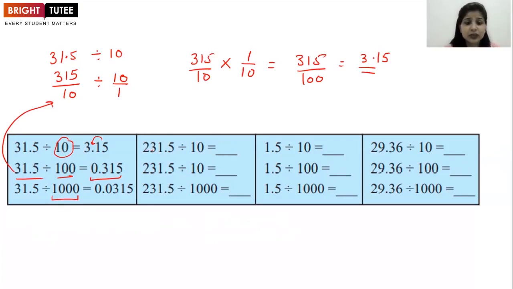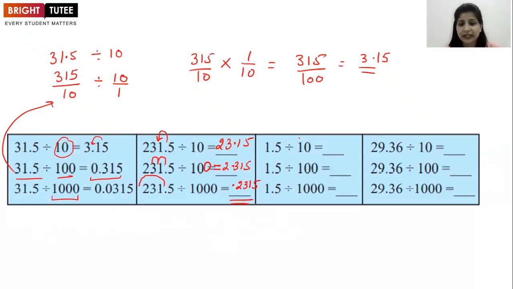So here 231.5 is there. We are dividing it by 10. So it will shift towards the left side by 1 place. We will get 23.15. Dividing by 100, it will shift by 2 places, 1 and 2. It will become 2.315. Now by 1000, it will shift by 3 places. It will come in front of 2, 0.2315. Like this we are going to do the division with 10, 100 and 1000.